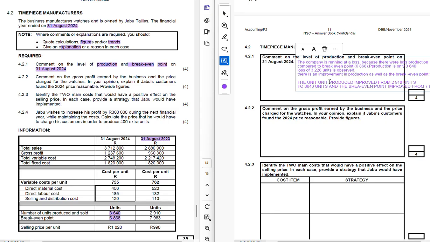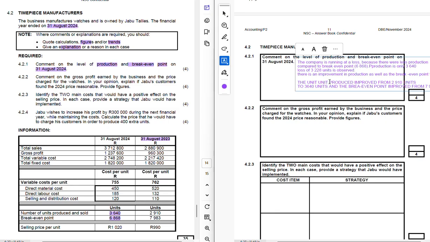Because in our note, we've been told that we need to look at figures, explanation, and trends. So now you compare the two and say, I'm now making a comparison of the number of units produced and sold this year versus last year. And I'm also looking at the break-even point this year versus last year.